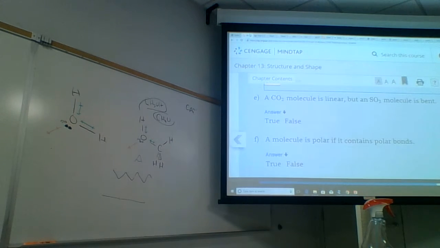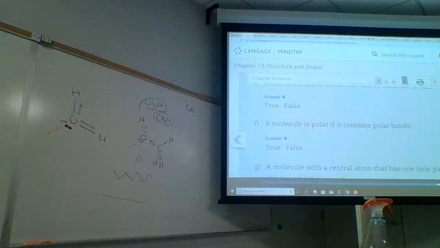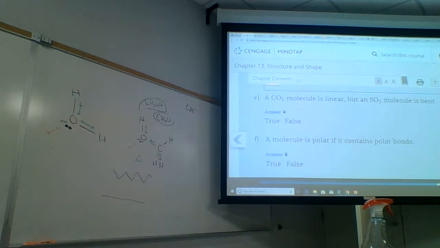Okay, that's good. That's the connection. You might be wondering, what is this molecular orbital theory thing? A CO2 molecule is linear, but an SO2 molecule is bent. CO2 is linear. SO2 is bent because it has a lone pair here. You'd have to draw the Lewis structure to figure it out.